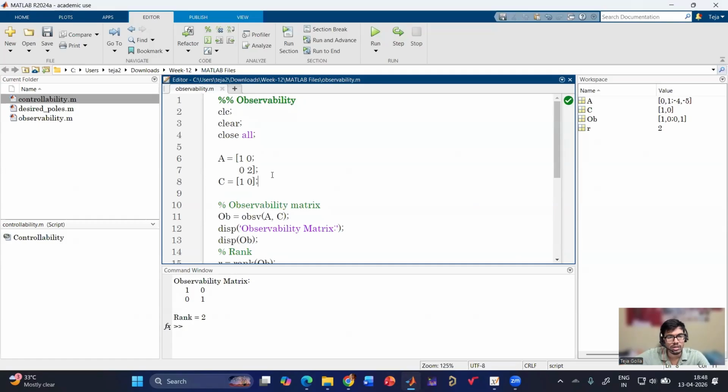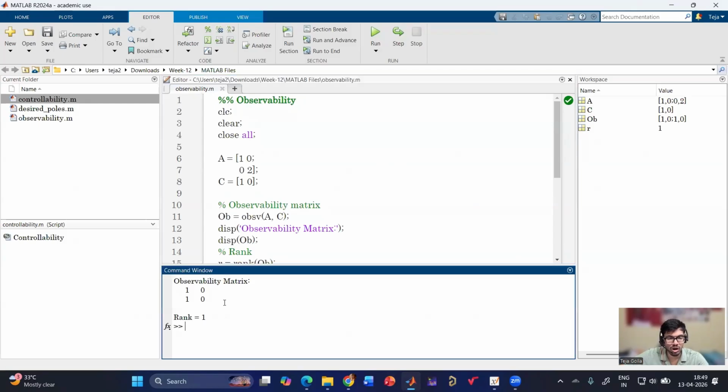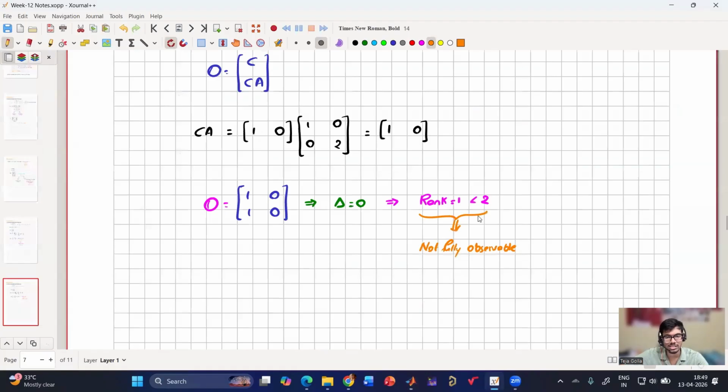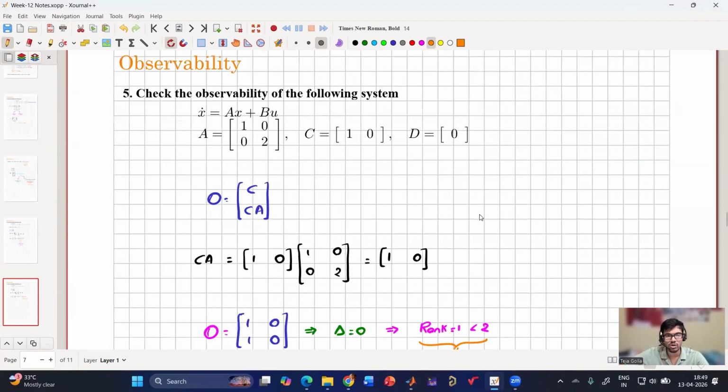Okay. And C is 10. Okay, so yeah, let us run it and see whatever we are getting, whether it is matching or not. So the observability matrix is 1010 and the rank is 1. So the order of the system is 2, whereas the rank of the system is 1, which is less than the order of the system. It means the system is not fully observable, which is again what we are getting.